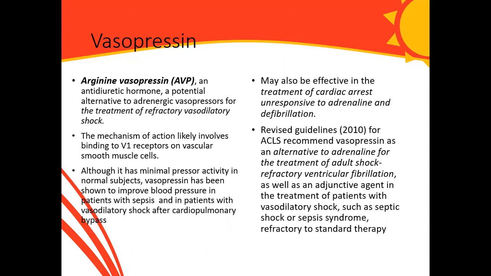Vasopressin, the AVP, arginine vasopressin, is an antidiuretic hormone, right? Primarily, but it serves as a potential alternative to adrenergic vasopressors for the management of refractory vasodilatory shock. It acts majorly by binding to vasopressin receptors, V1 receptors, on vascular smooth muscle. Note that it has minimal pressor activity in normal subjects.